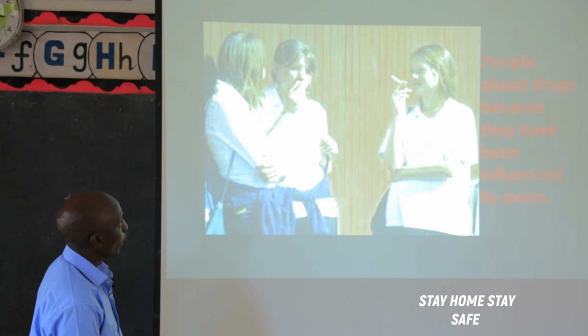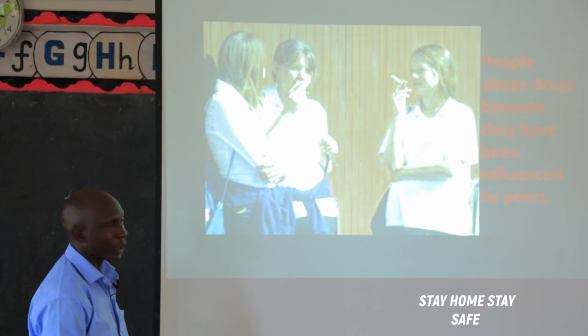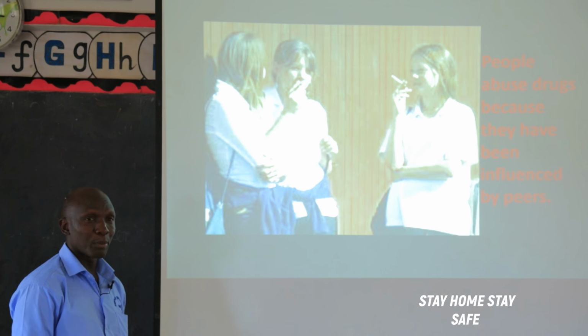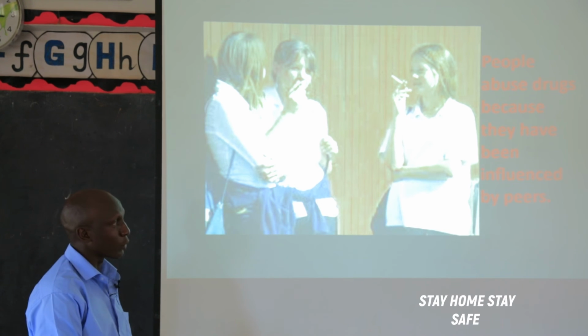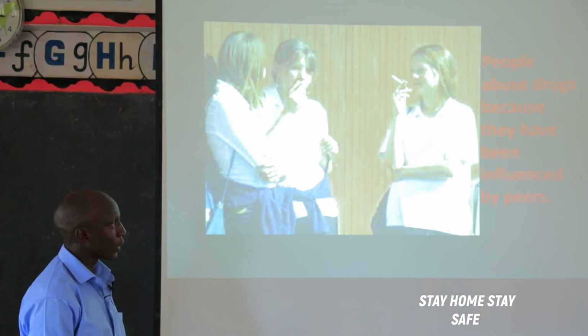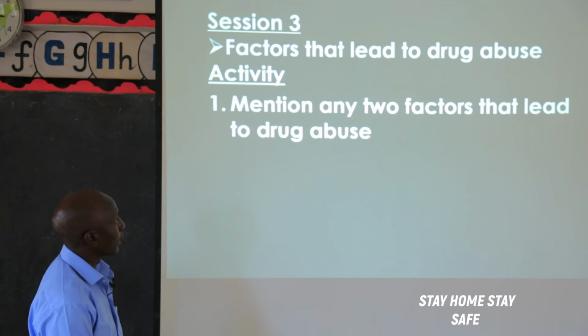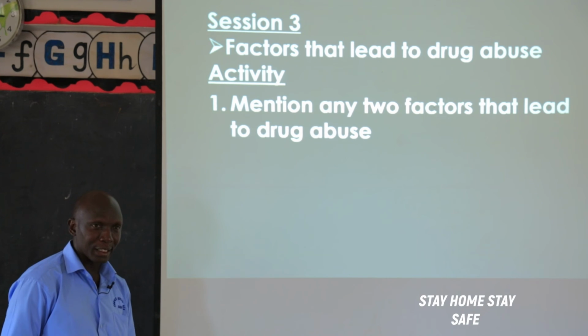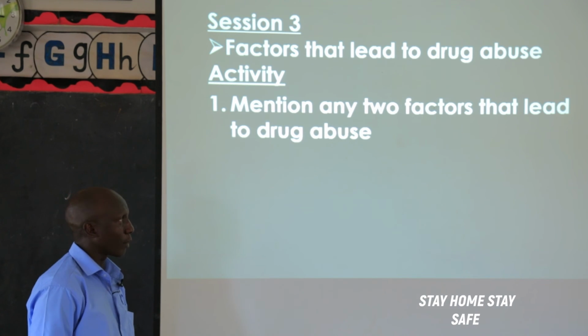You see, one of them was not smoking, and the other two are smoking. And they are trying to convince her, why don't you join us? And that can be very dangerous. We saw the effect of smoking last time. Remember that? Smoking has several effects, and so on. Then, in our next session, children, we need to look at the factors that can lead to drug abuse. What factors exactly make these people start abusing drugs?